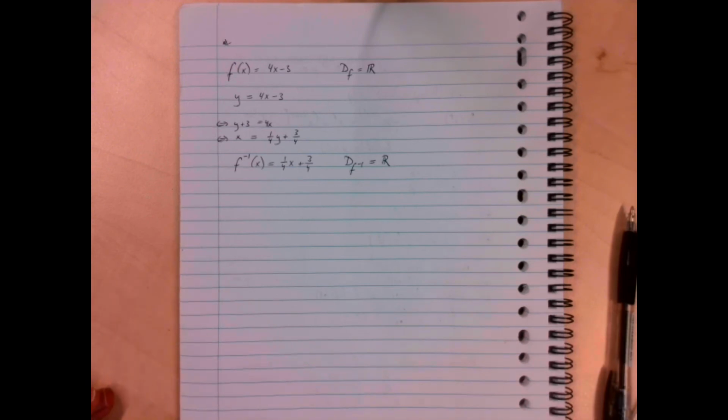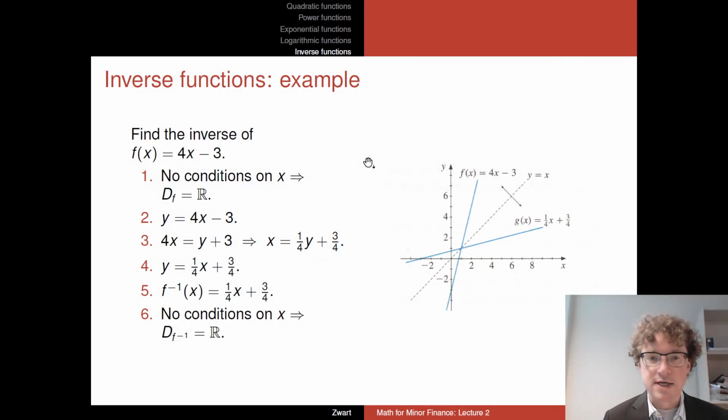So let's get back to the slide, which has precisely these same steps. This inverse function here is called g, so I'd like to call it f with a -1 superscript. If you look at the graph, this was the original function, right? This steep function f, 4x - 3. If you look at the graph of g(x), the inverse function, you see of course it's 1/4 x plus 3/4, because that was what we found for the form of the inverse function.